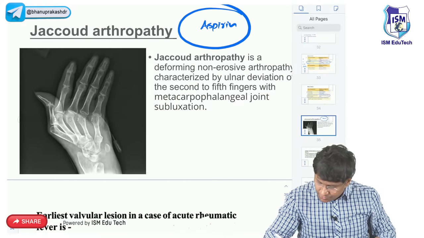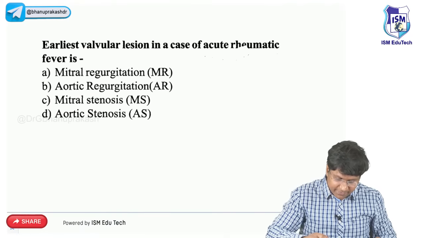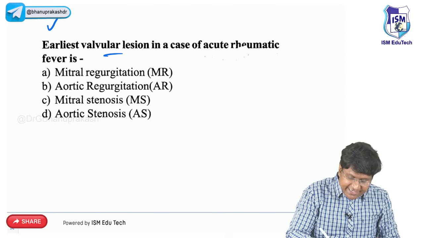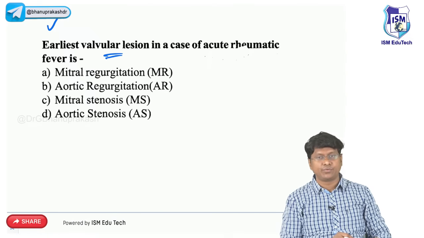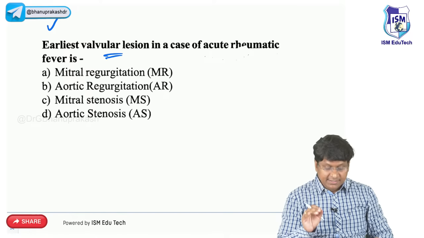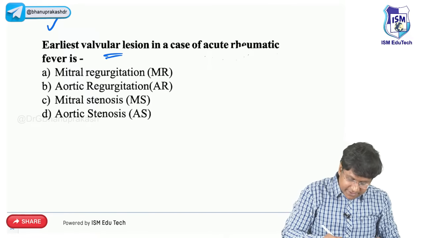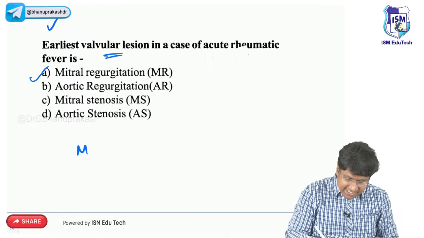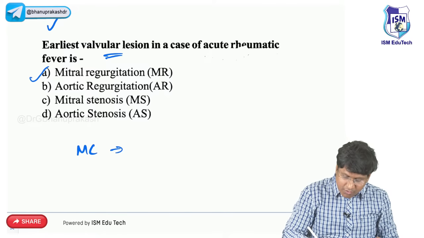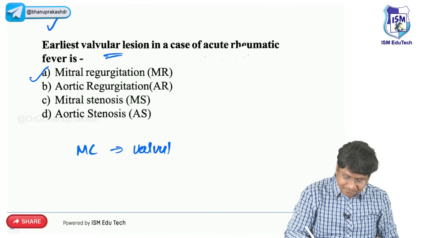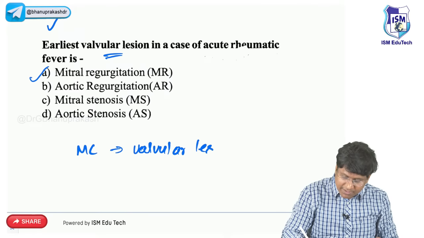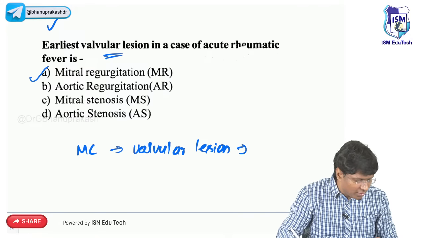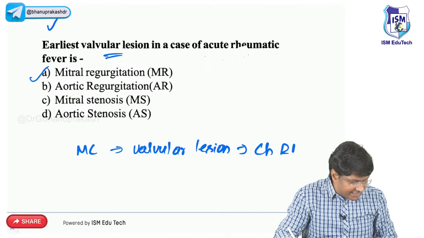Next, you need to know the valvular involvement. So what is the earliest valvular lesion in case of acute rheumatic fever? This is one of the PYQs. The earliest valvular lesion, please remember, will be mitral regurgitation. But if the question is asked, what is the most common valvular lesion in case of chronic rheumatic heart disease?